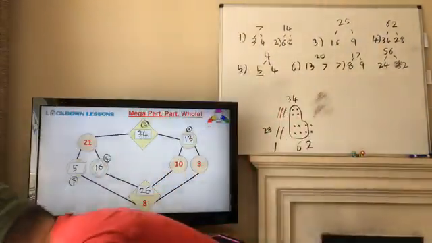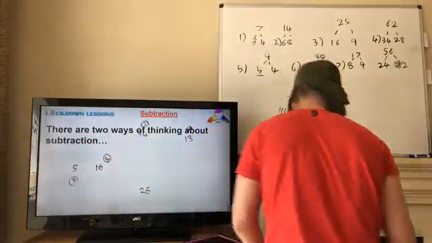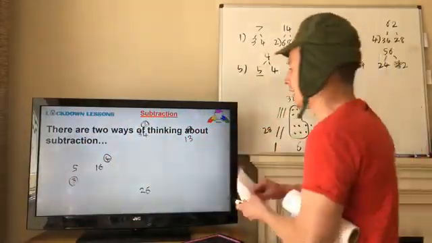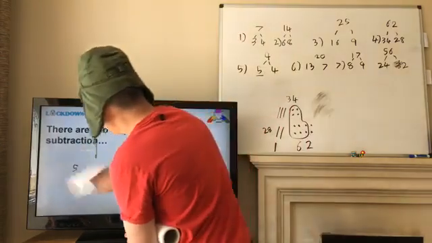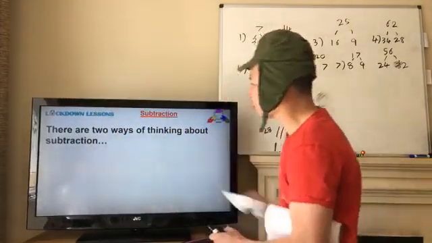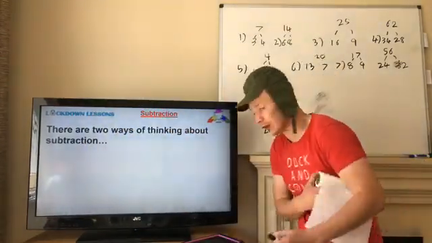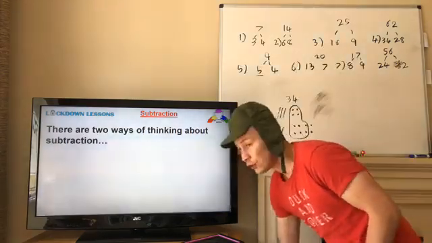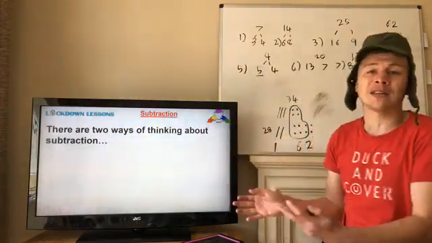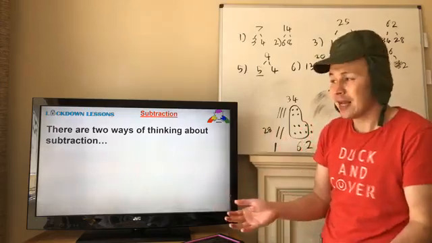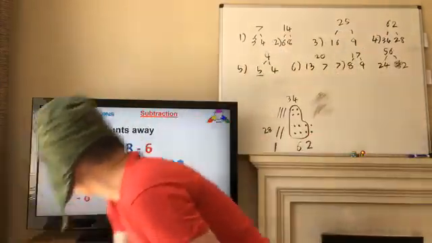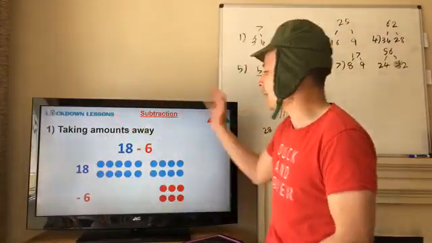So we're going to look at our methods for subtraction now, okay? And subtraction, as I said, is tricky. There are two ways to think about subtraction. The first one is probably what most of your children always think about when you say subtract, and that is taking things away. So, taking amounts away.